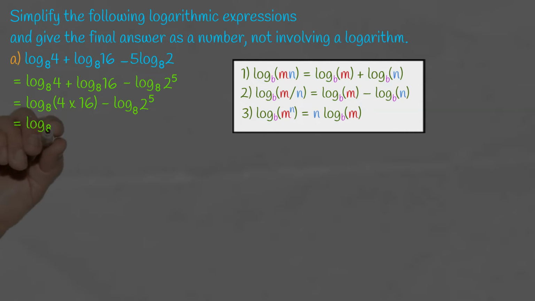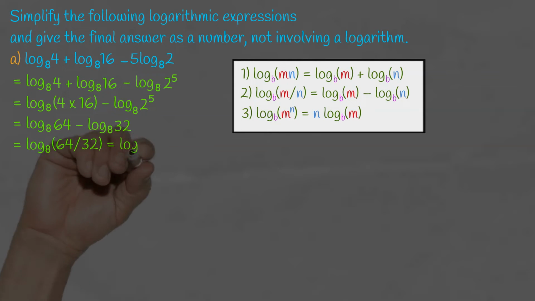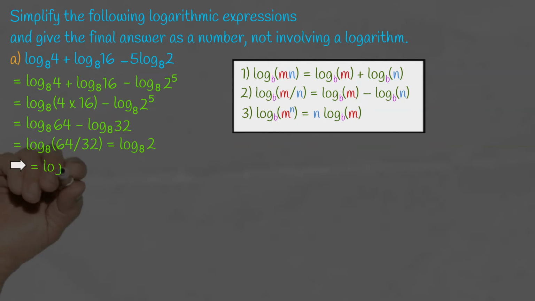Then we have one log subtracted from the other, so we use rule 2 to get log to base 8 of 64 divided by 32, which is log to base 8 of 2. And at this point, I'm going to show you two different ways to work this out. With the first method, you don't need to memorize anything. And as you now know, to eliminate the logs from the answer, we need to get log to base 8 of 8, so it reduces to 1.